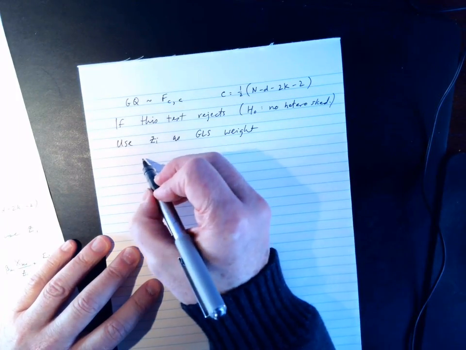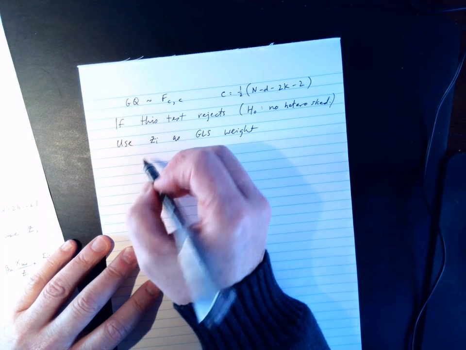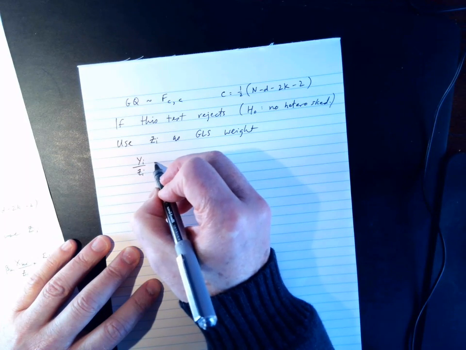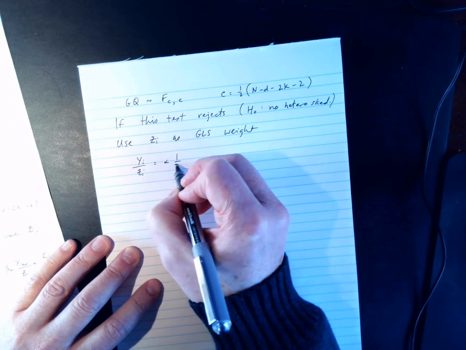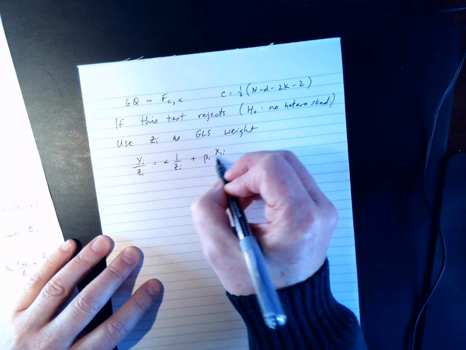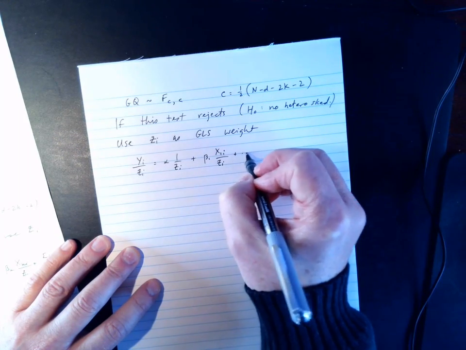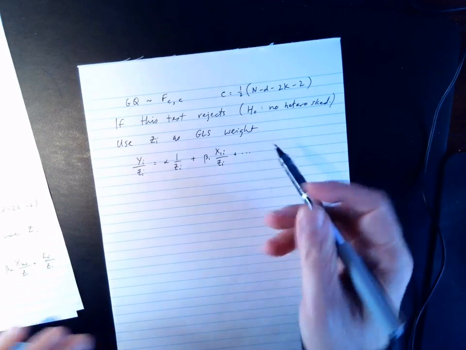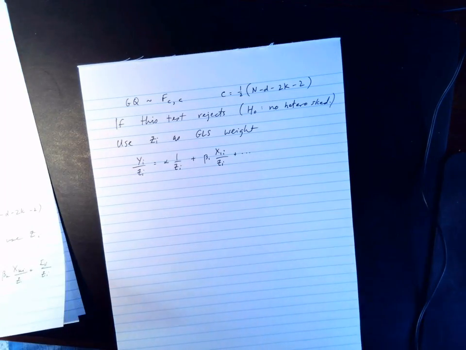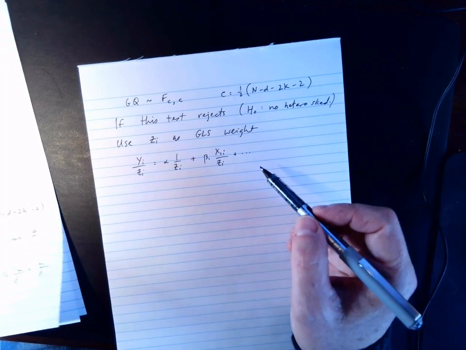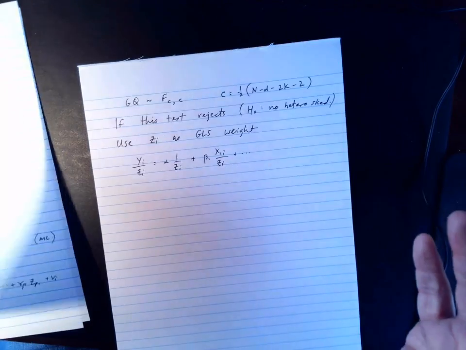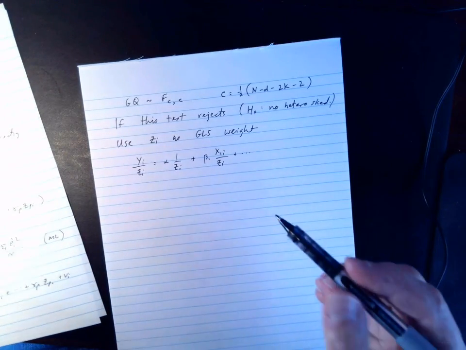So then you would run a regression that would be something like y over z equals alpha 1 over z plus beta 1 x1 over z plus, and so on and so forth. You could use that z parameter to choose your GLS technique if you're going to do GLS.